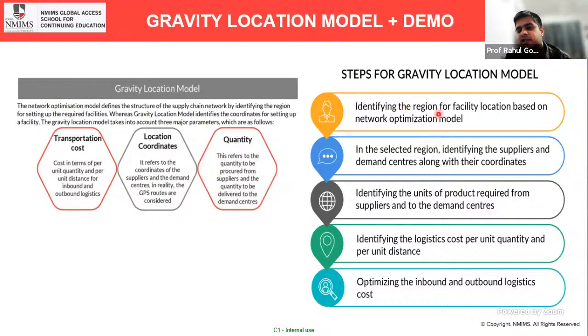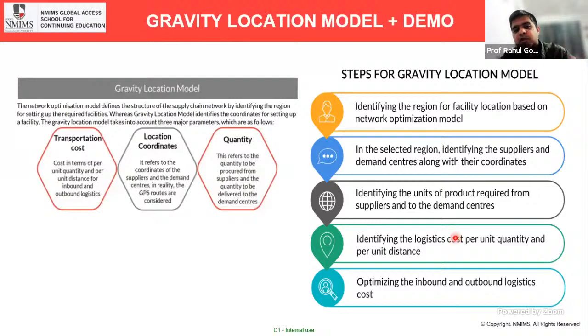So it will identify the region for facility location based on network optimization models, which is, let's say, India versus China. Within India, it will identify the suppliers and demand centers along with their coordinates. Now these coordinates help to pinpoint a specific location. After that, the rest of the steps are the same, wherein you identify the units of product required from suppliers to the demand centers. You map the logistics quantity per unit, logistic cost per unit quantity and per unit distance, and then you get the model to give you a specific location which optimizes the inbound and outbound cost.